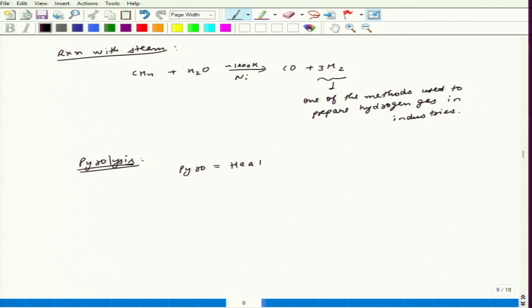Pyro means heat. So, what does it mean? That the reaction directly heats the alkanes at very high temperatures. So, what will they decompose into?